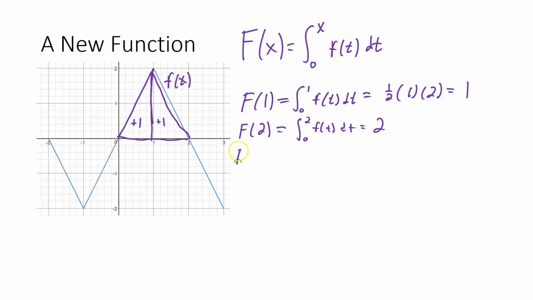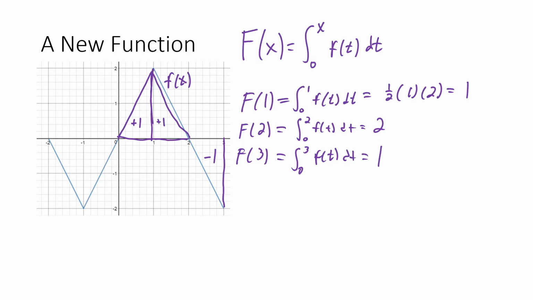Let's do F of 3. Well, F of 3, let's see. So we have +1, +1. We know that when we have area underneath the curve, the integral value is actually going to be negative between 2 and 3. So from 0 to 3, we have +1, one more +1, and then this guy right here is actually giving me a -1. So F of 3, if we do our integral from 0 to 3 of f of t dt, that's going to end up being back down to 1.